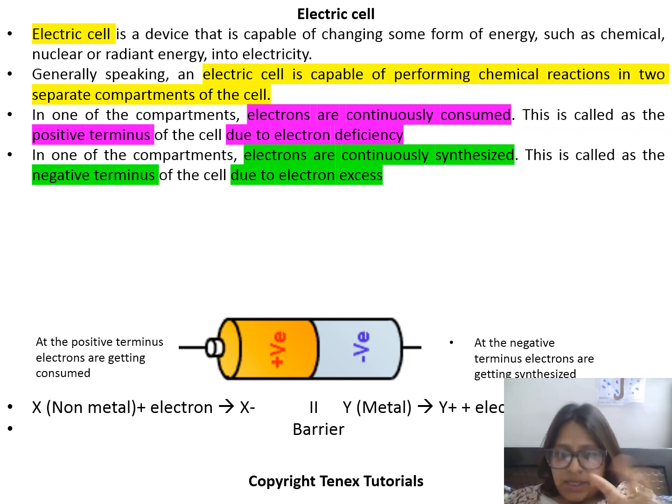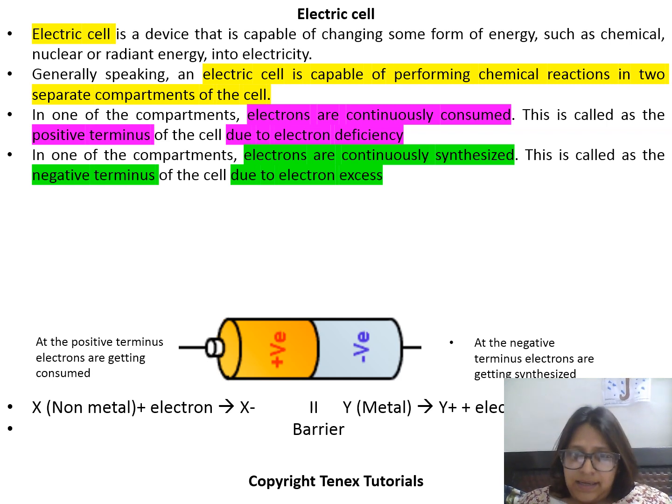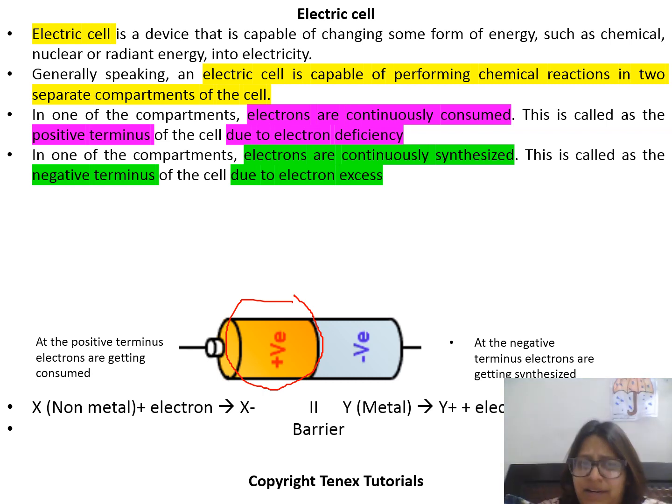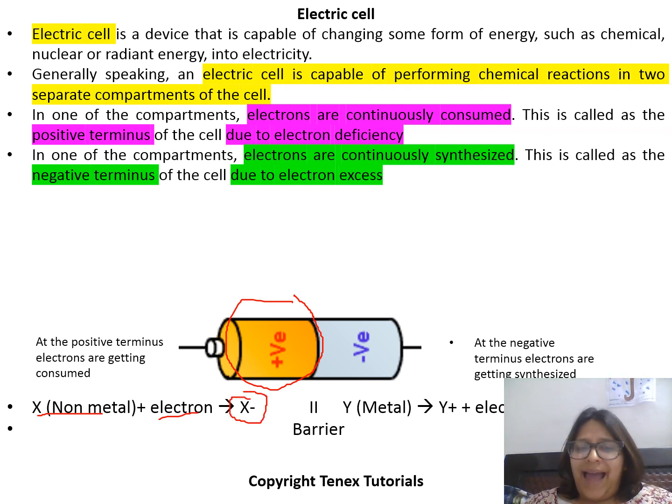So let's look at how the cell actually appears. You can see that there is a positive terminus of the battery, wherein a reaction is taking place. Let's say there is a non-metal which is in need of electrons in order to satisfy its octet. It is going to consume electrons and get converted into a negative ion, or an anion. This is how electrons are being consumed over here, so there is always a deficiency of electrons at this terminus, and hence it is positively charged.